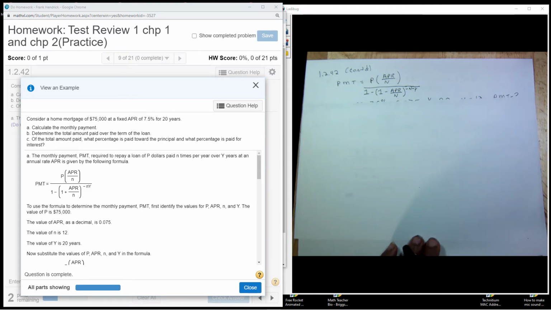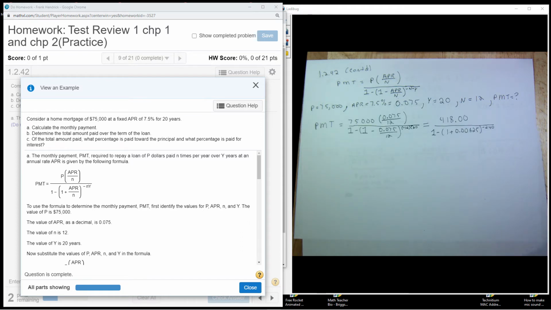So I went ahead and wrote out the formula again. So we can see here, they give us information. The amount of the loan is the P, the principal, which is $75,000. They tell us the APR is 7.5%. When you're working with the APR, you want to put it into the formula as a decimal. And they tell us that Y, the number of years, is 20 years. And in A they ask for the monthly payment, so N would be 12. And the payment is unknown. So now we've labeled all the parts of the formula. Now we can plug in.